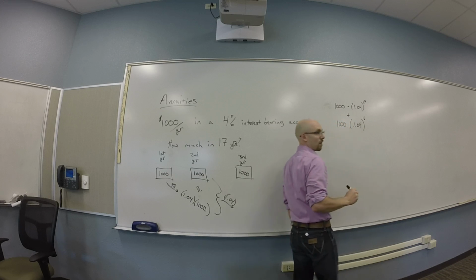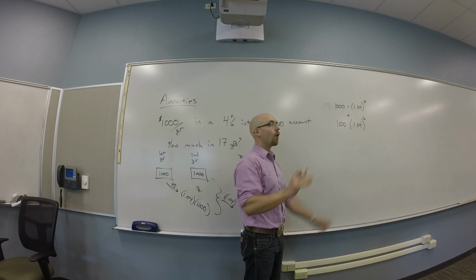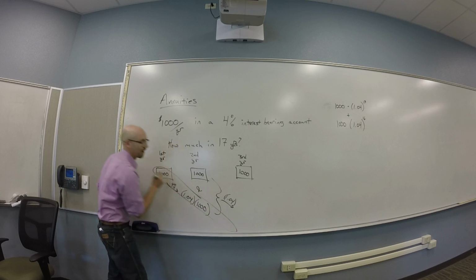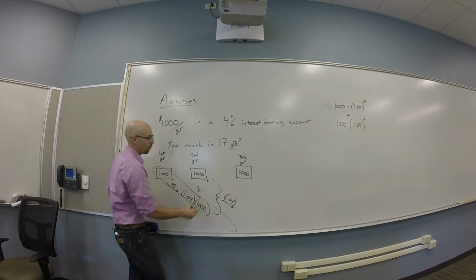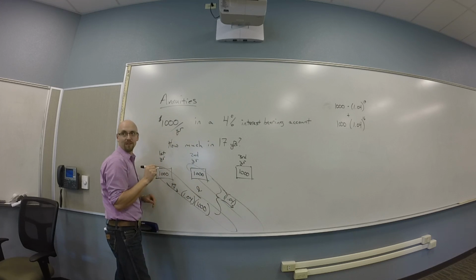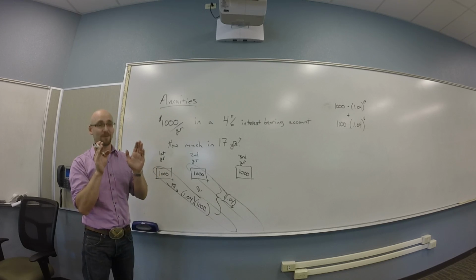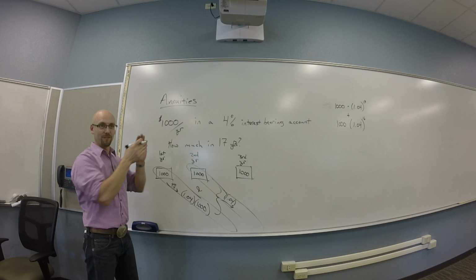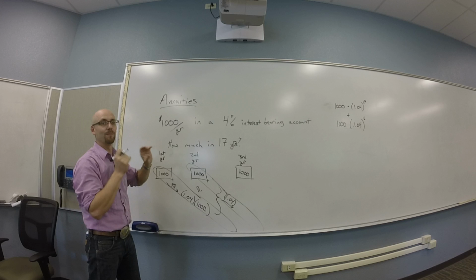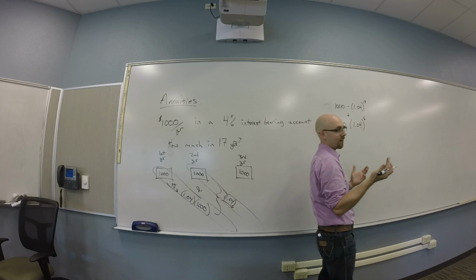Same interest rate. I'm just envisioning where this one goes all the way down, and where this one goes all the way down. You guys see that? I'm thinking about it as 17 different accounts. There's the money I put in the first time, that's going to compound. There's the money I put in the second time, that's going to compound. There's the money I put in the third time, that's going to compound. And then I'm just going to add whatever's in all the accounts together.